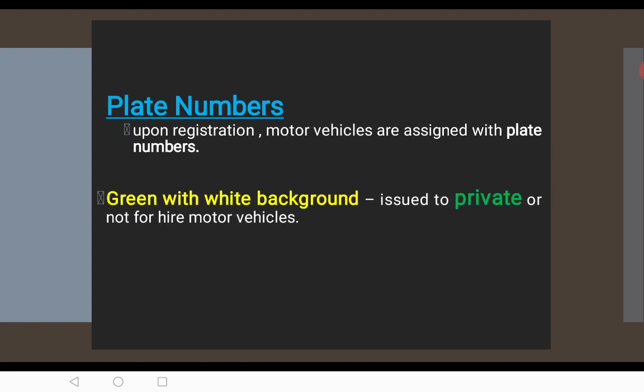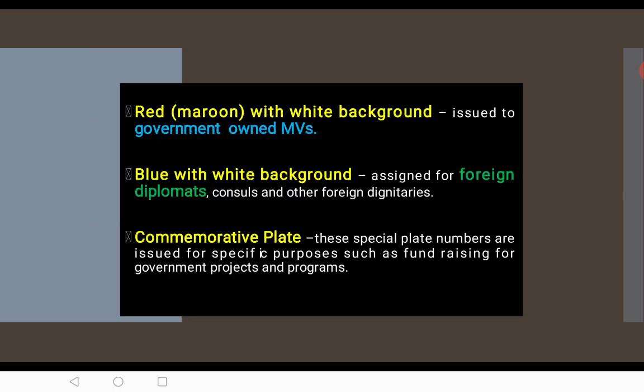Alright, so next we have here, okay, let's talk about the plate numbers. Okay, so upon registration, the motor vehicles are assigned with plate numbers, of course. The letter and the numerals, prefixes, as well as mga color nila class, those are based on the date, the place of the registration, and the purpose of the registered motor vehicle. Okay, when you see the green with white background, that is issued to private or not for hire nga mga motor vehicles. When you see the black with the yellow background, those are issued to PUVs. And when you see the red or the maroon with white background, that is issued to government-owned motor vehicles. And when you see blue with white background, that is a sign for foreign diplomats, consuls, and other foreign dignitaries.